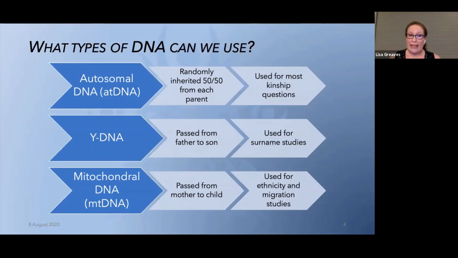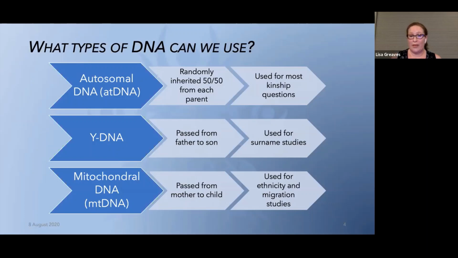The second type of DNA that we sometimes use is called Y-DNA. And this is only found in men, but that doesn't mean women can't use it. If you have a brother, for example, you can use him as a proxy. You don't have Y-DNA, but he does. I don't have any siblings, so I asked a cousin to take the test for me.